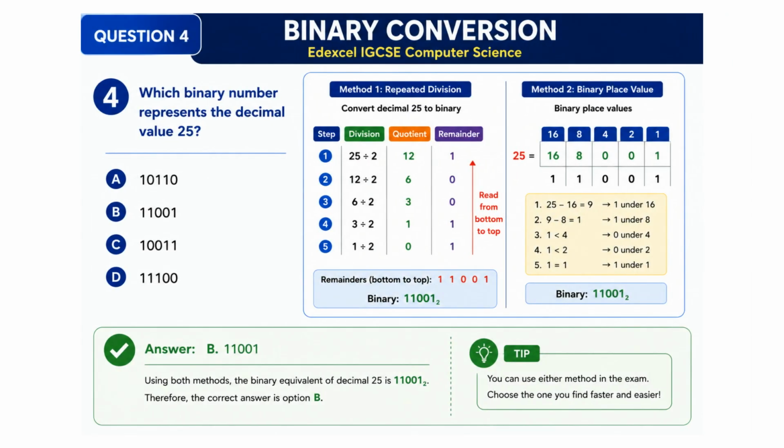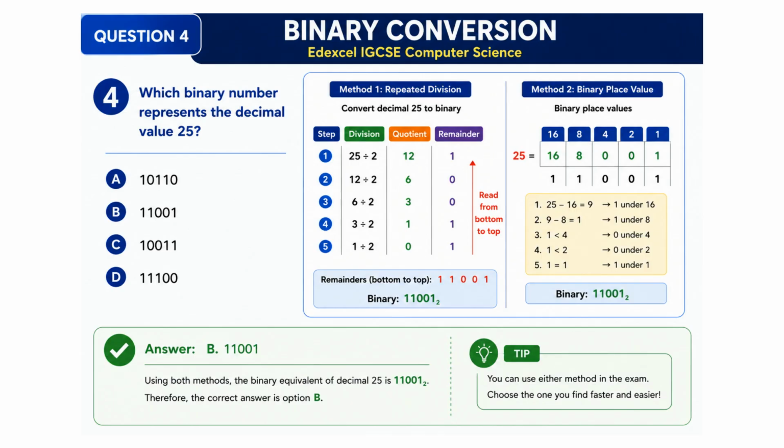Which binary number represents the decimal value 25? Take a moment to look at the 4 options. The correct answer is option B, 11001. There are 2 common methods to convert a decimal number into binary. The first is the repeated division method. Keep dividing the number by 2, record each remainder, and finally read the remainders from bottom to top.